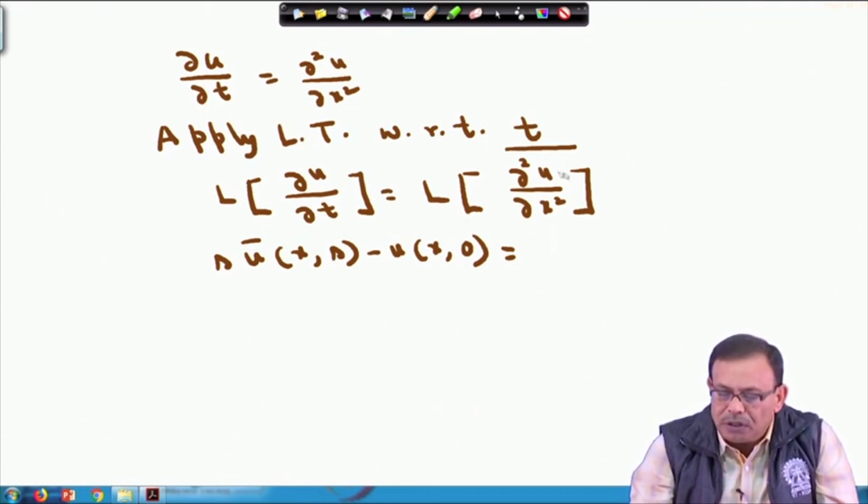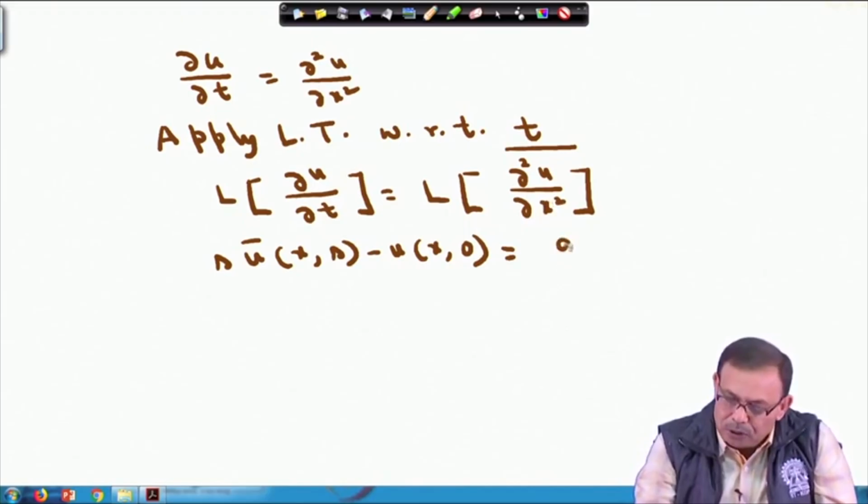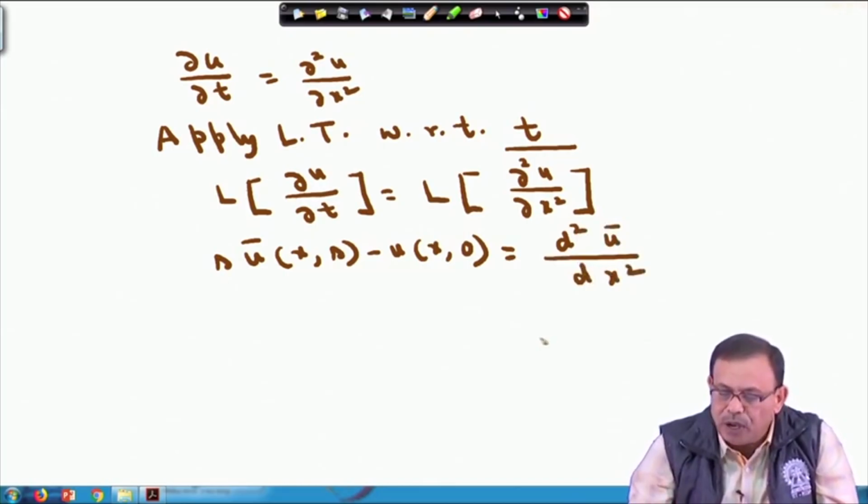And in this case, for the Laplace transform of del square u by del x square, since you are applying the Laplace transform with respect to t, the del square by del x square you can bring outside. That is, you can write it as d square by dx square of the Laplace transform of u, and the Laplace transform of u is u bar. So the right hand side you can write as d 2 u bar by dx square, where u bar is the Laplace transform of the function u(x, t). Please note this one, that u bar is the Laplace transform of the function u(x, t).